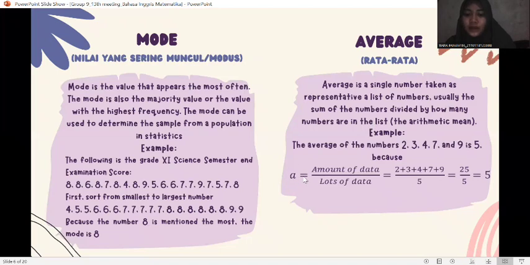average. So A equals amount of data divided by lots of data equals 2 plus 3 plus 4 plus 7 plus 9 divided by 1, 2, 3, 4, 5. So 2 plus 3 plus 4 plus 7 plus 9 equals 25, divided by 5 equals 5. So the average is 5.